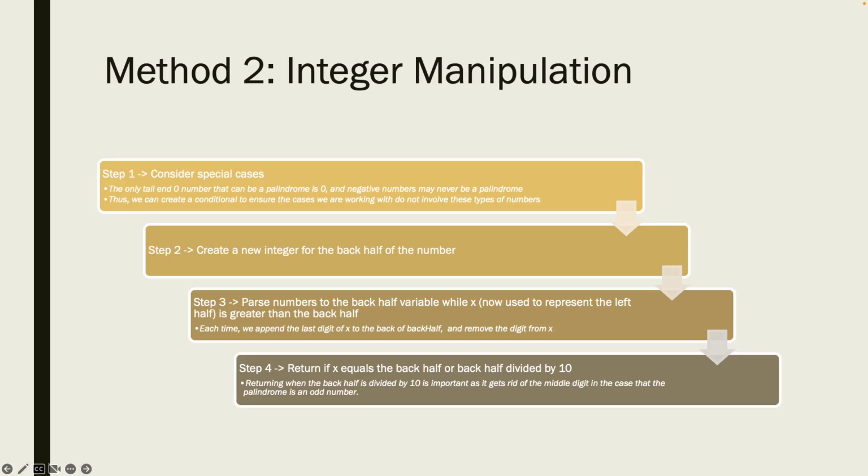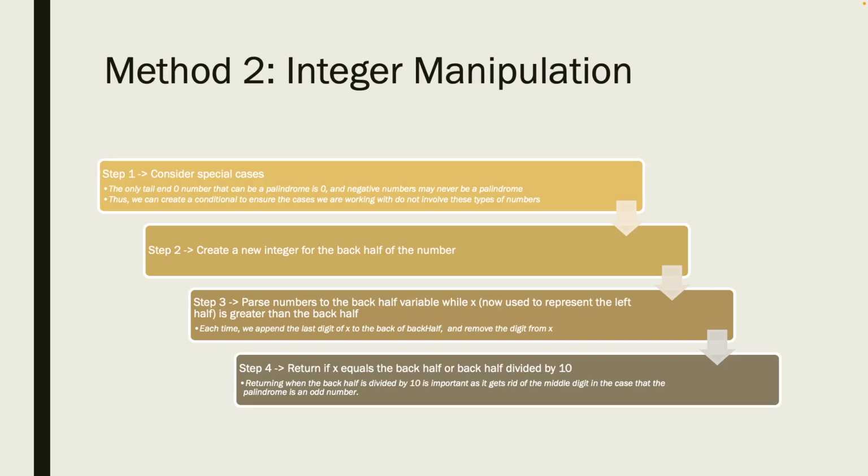But yeah, basically tail end 0, you've always got to consider that. And create a conditional to ensure that the cases we're working with don't meet these. So if you have a negative, or a number that's divisible by 10 that's not 0, we're going to return false at the start. Then we're going to create a new integer for that back half of the number.